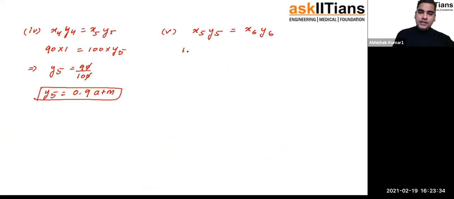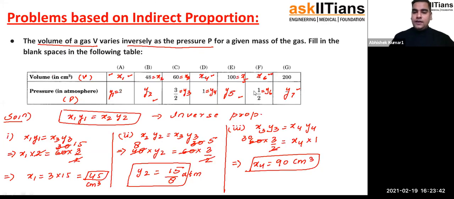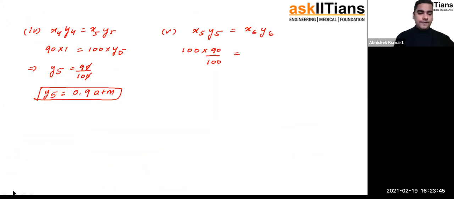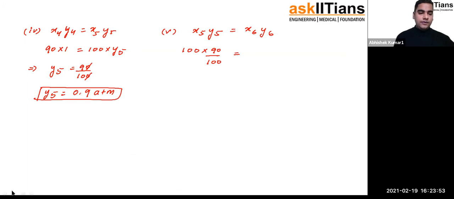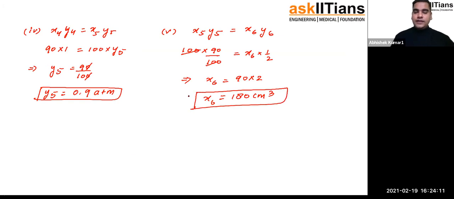So x5 is 100, y5 is 90 over 100 we have. And x6, let's see what's the value we have to find. Y6 is 1 over 2. This we have to find, and that is 1 over 2. So 100 and 100 will get cancelled. If you cross multiply, you will be getting x6 is equal to 90 into 2. So that is going to give you 180 centimeter cube. That's the value of x6 we got. Understood? So we got x6 as well.